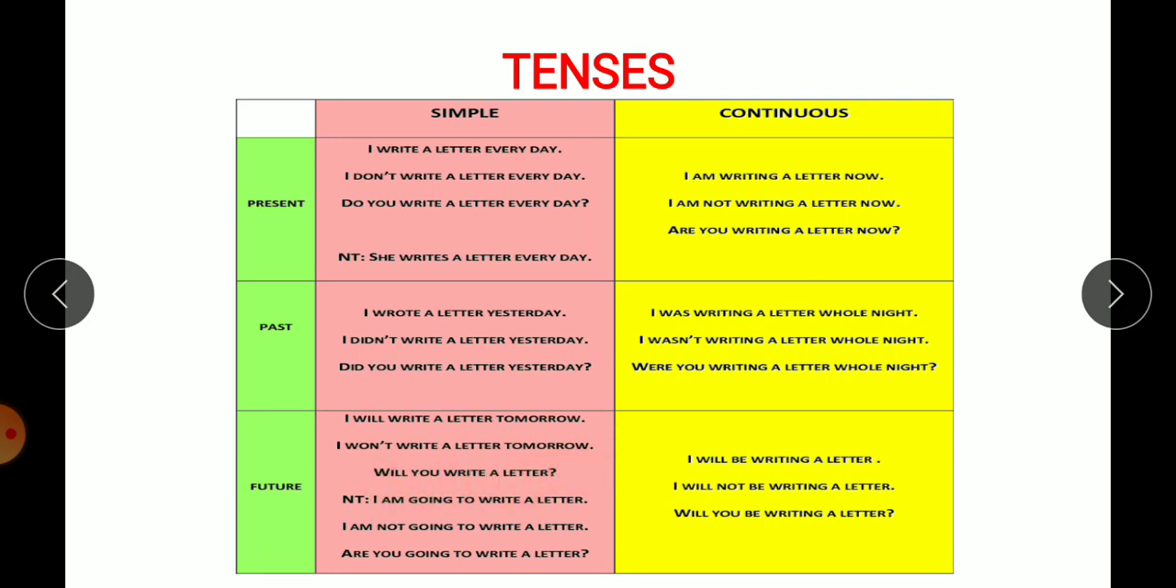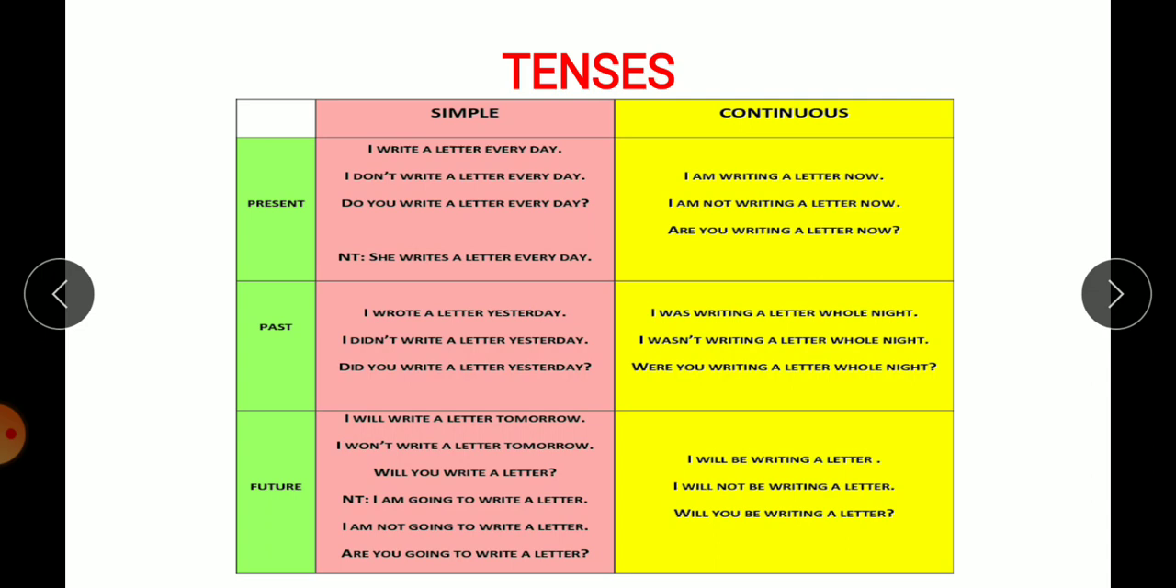Okay. In present continuous, we talk about the action that is going on right now, जो काम अभी हो रहा है. Like I am writing a letter now. I am not writing a letter now. Are you writing a letter now? So that is present continuous tense.